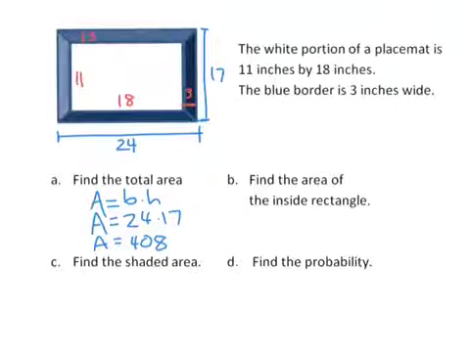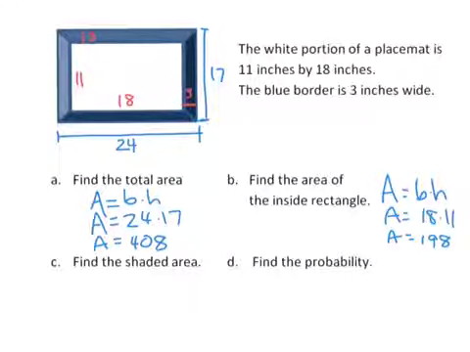All right. The next part of the question asks us to find the area of the inside rectangle, the white rectangle. Well, that one's a lot simpler. We just have to do the base times the height, where the base of the inside rectangle is 18, and the height of the inside rectangle is 11. That is 198.